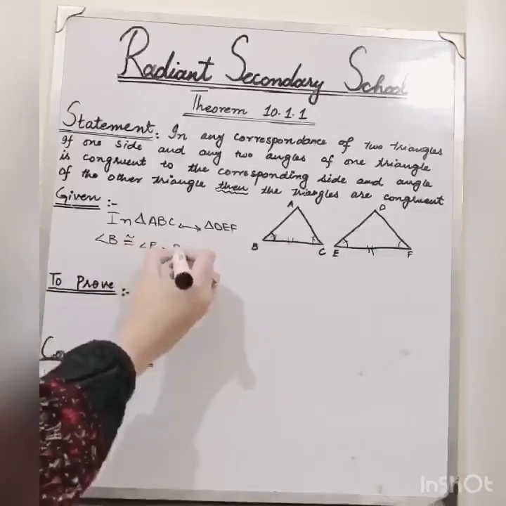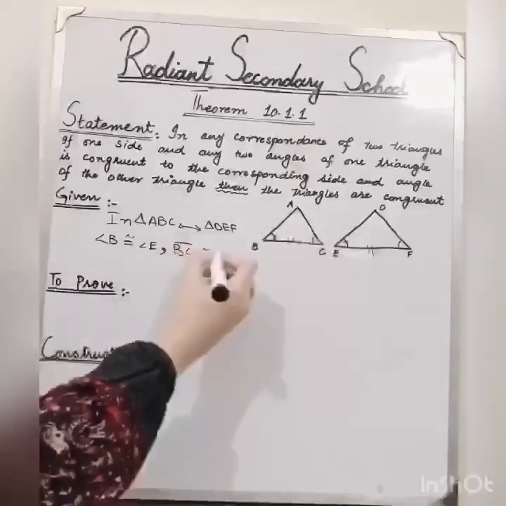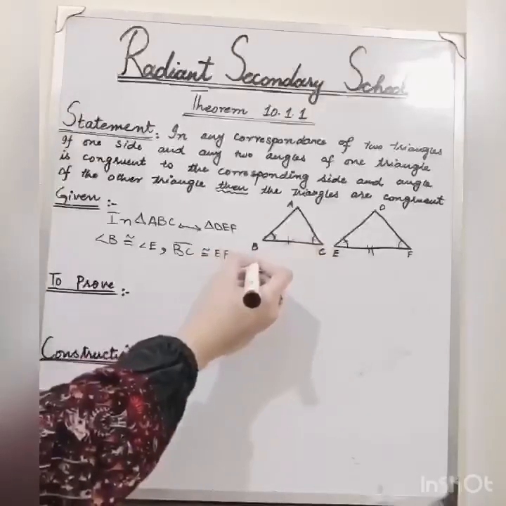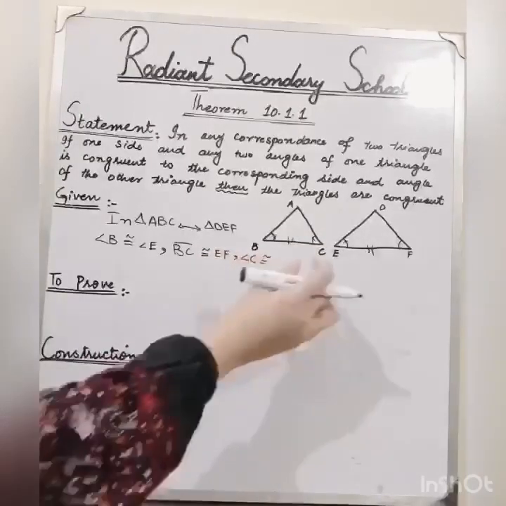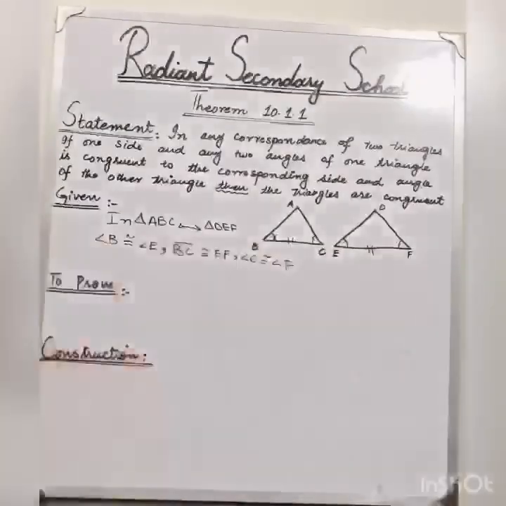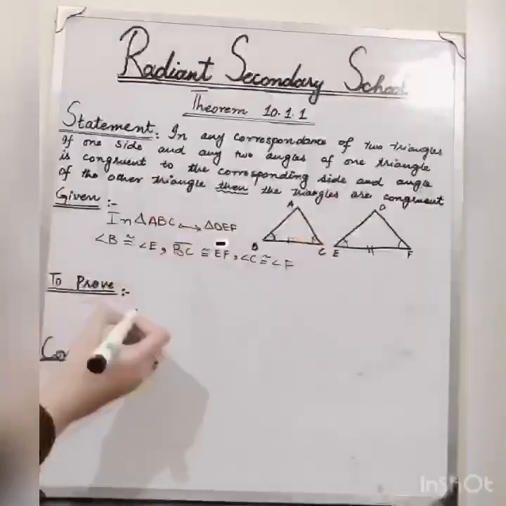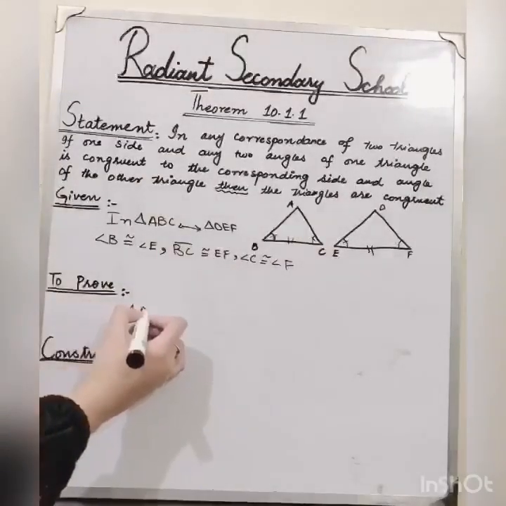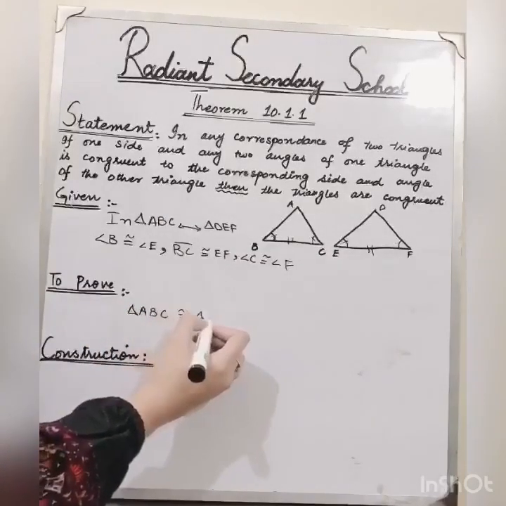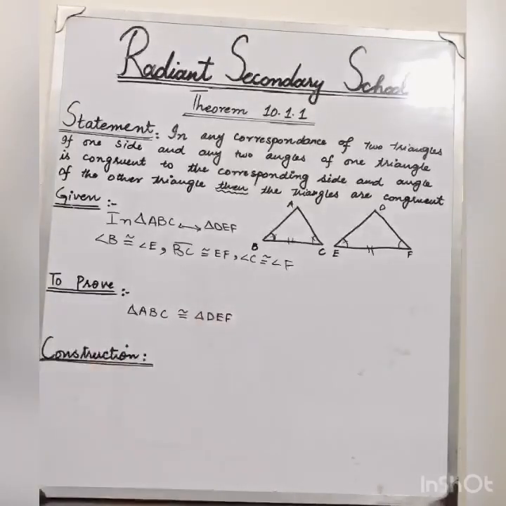Side BC is congruent to side EF, and angle C is congruent to angle F. So this is given. After that it is written that the triangles are congruent. So you have to prove that triangle ABC is congruent to triangle DEF. So this we have to prove.